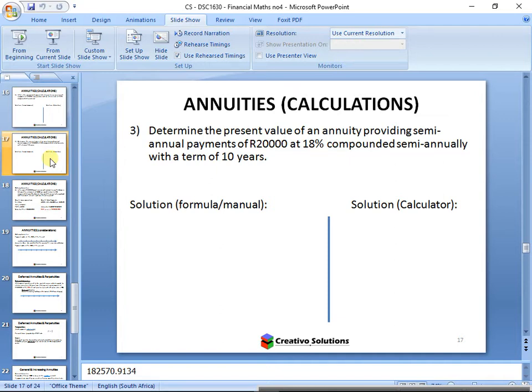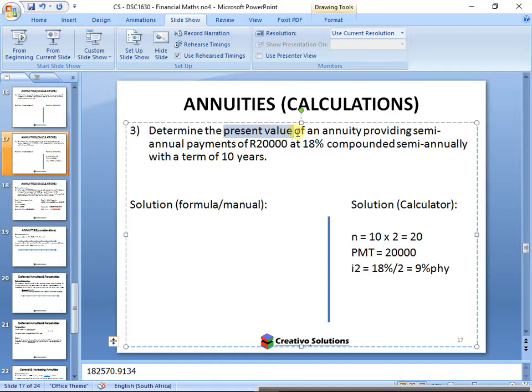128,453. No, not quite. Okay, so if I read the question, it was asking for the present value. This was semi-annual. So if it's semi-annual, how many payments a year? 2. Yes. Okay, so 20,000 is paid semi-annually. So 20 was supposed to be my N. That's where I went wrong.